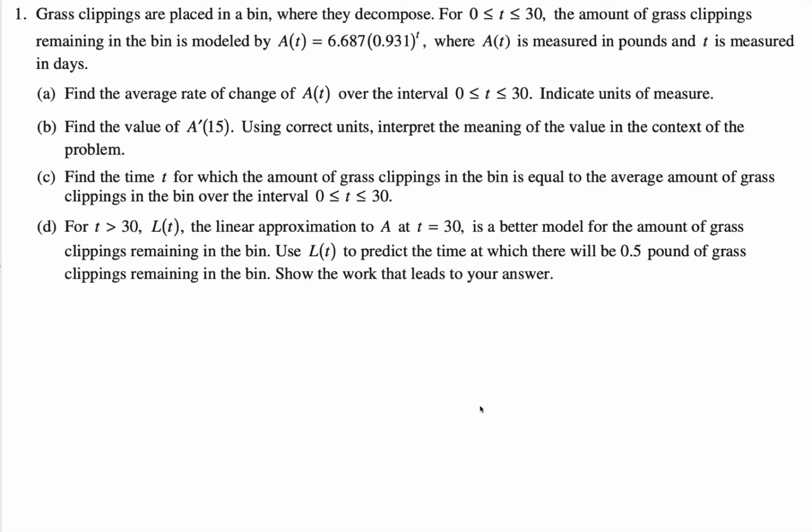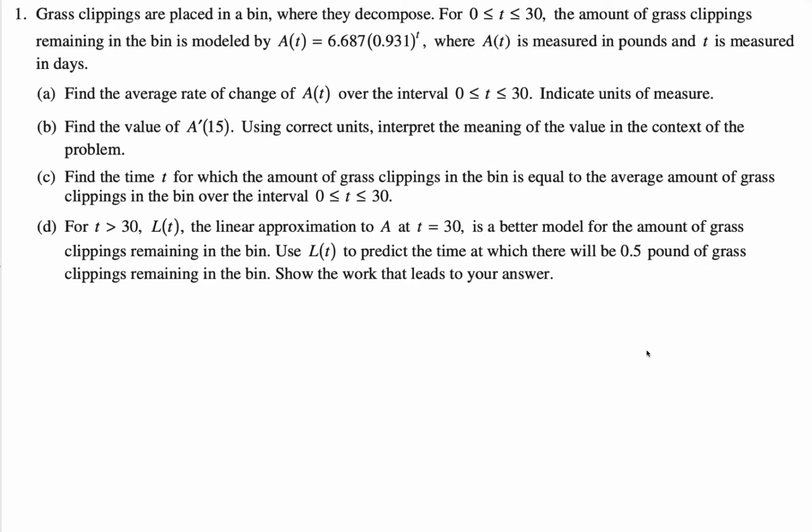So let us look at 2014 number 1. In this question, grass clippings are placed in a bin where they decompose. So we have t goes from 0 to 30, and A is the amount of the grass clippings in the bin. T is measured in days. So first, find the average rate.